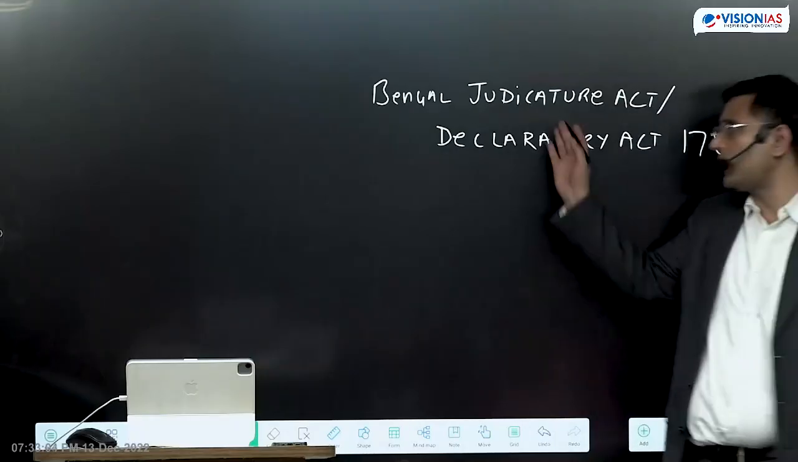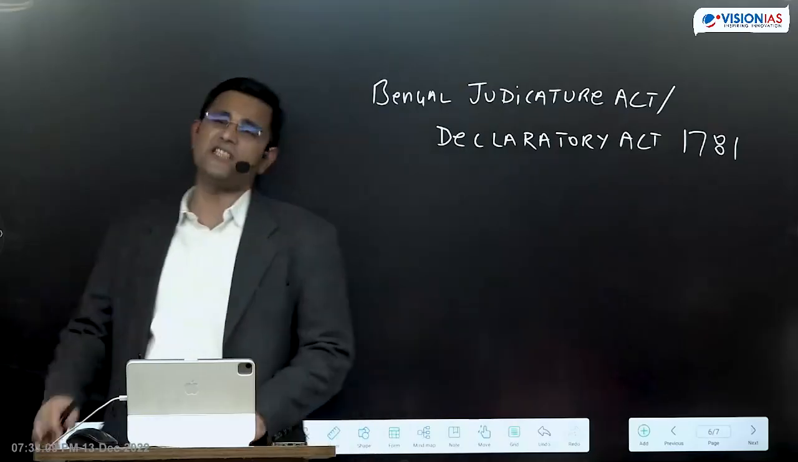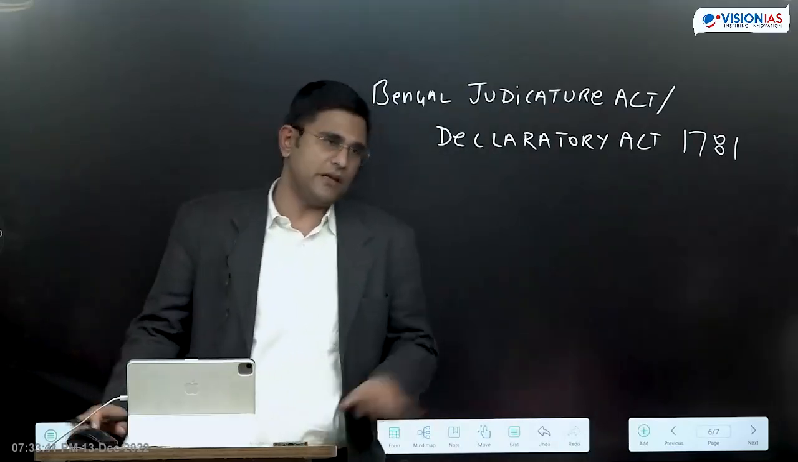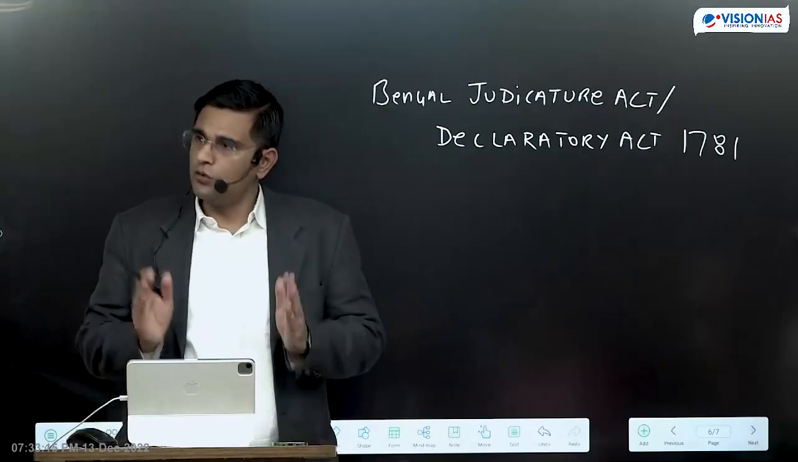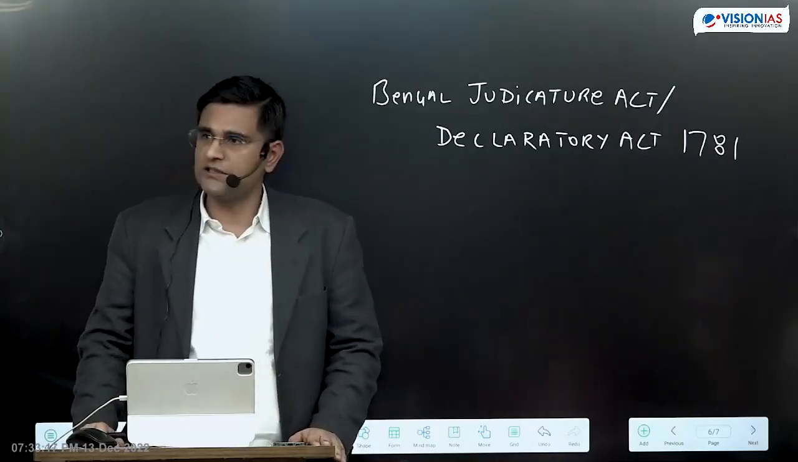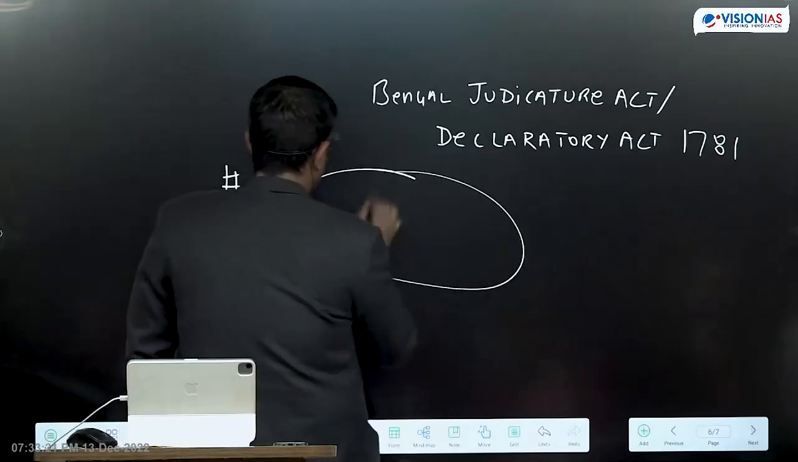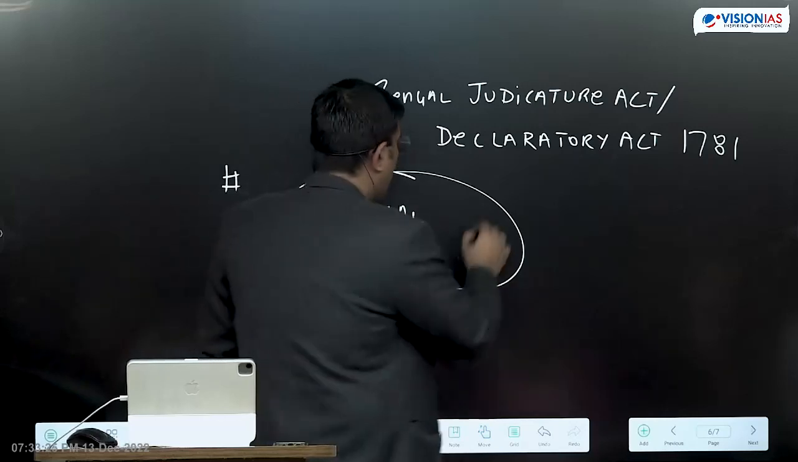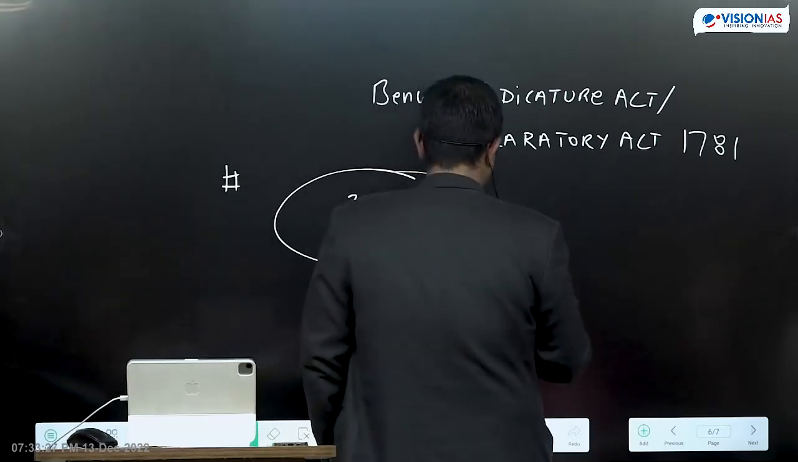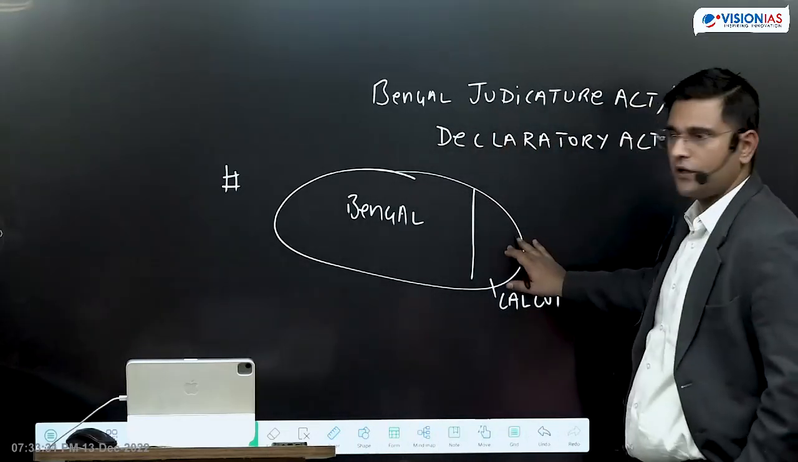So from the middle name you understand that it was primarily related to the judiciary. This act was brought to remove the confusion of jurisdiction between the Supreme Court at Calcutta and the Governor General of Bengal's Council. So now it was decided more clearly. So what was decided? Let's say this is Bengal, Odisha, Bihar, and here this is Calcutta, and the Supreme Court is present here.